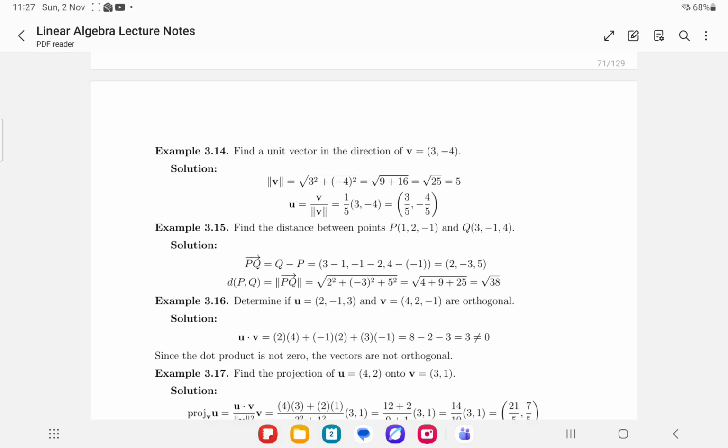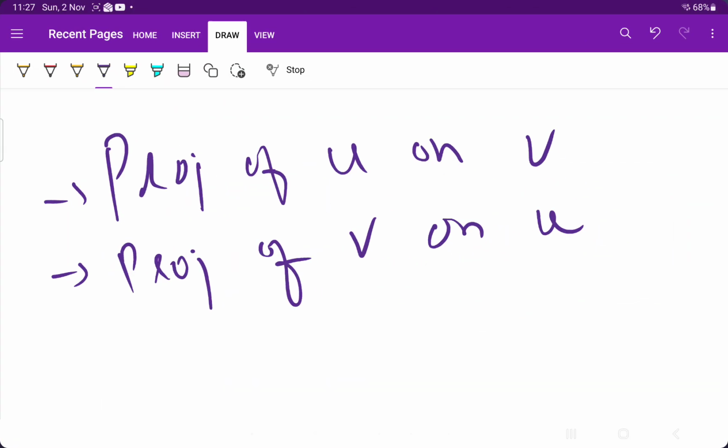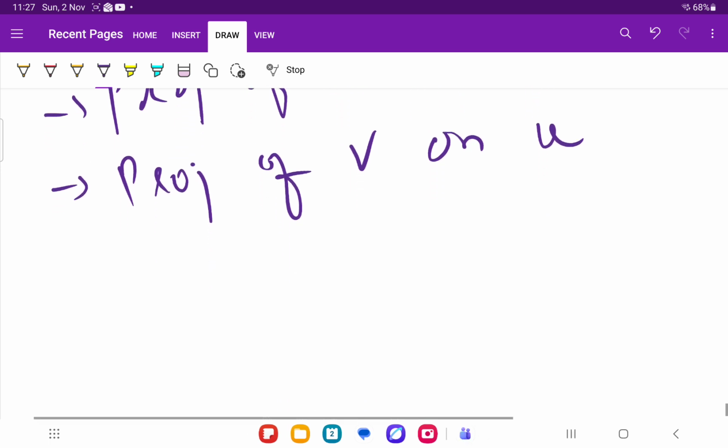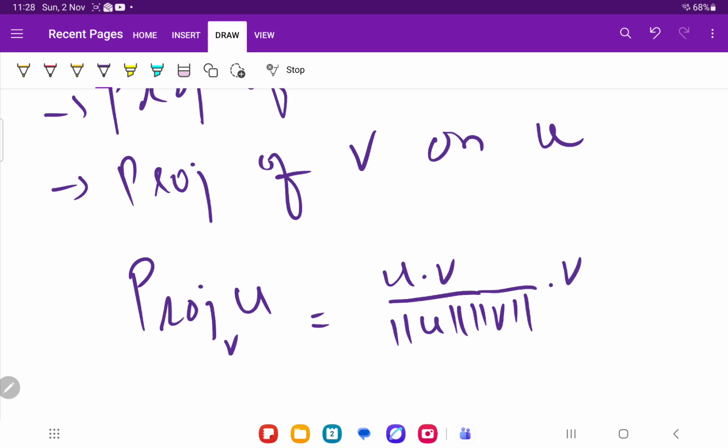So first of all, let me tell you the projection formula. Find the projection of u on v. So first of all, projection of u on v will be written this way: u dot v over norm of u, multiplied by v vector. So that is the projection of u on v.